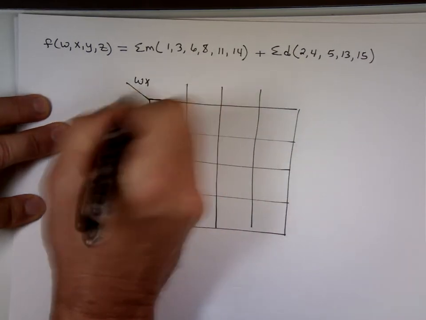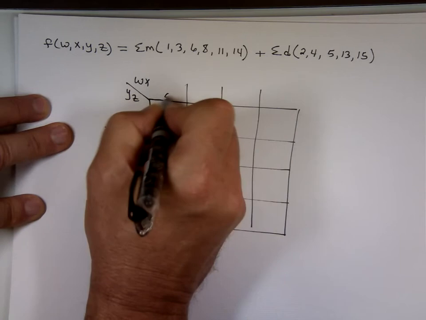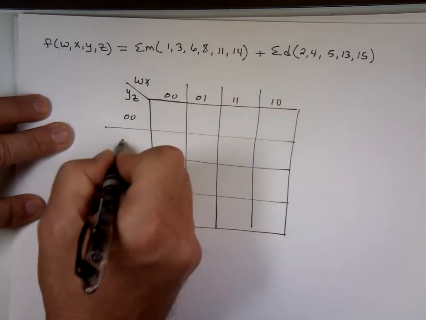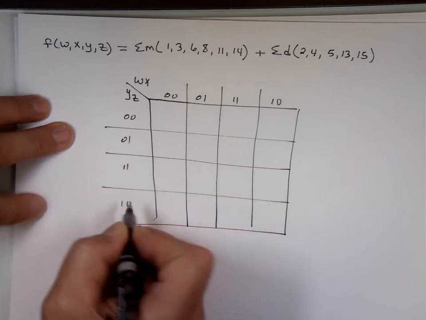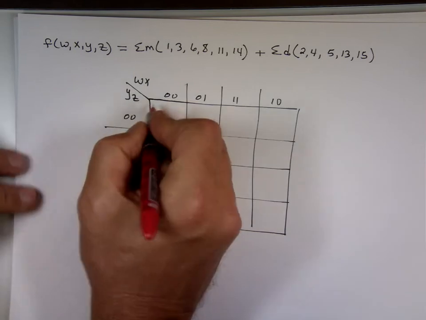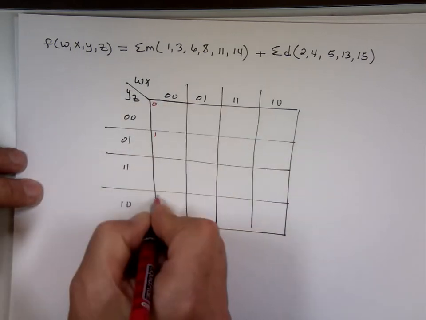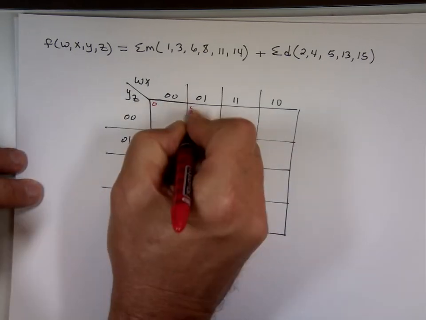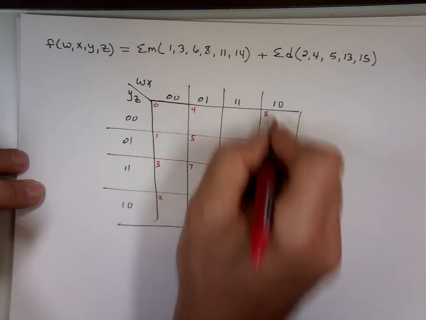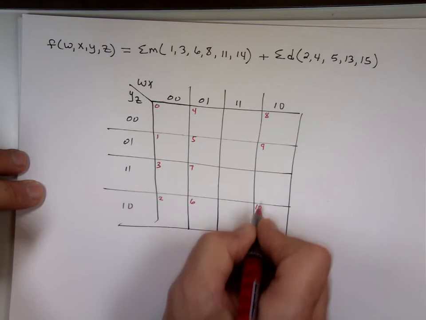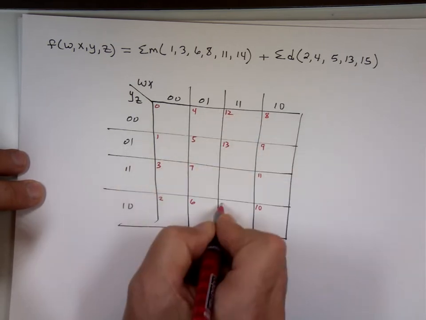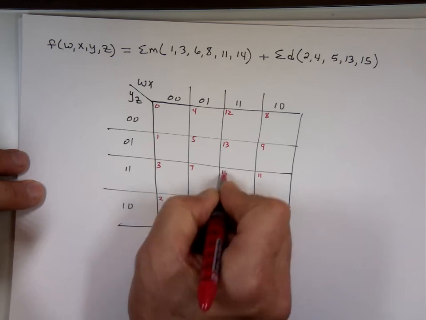W, X, Y, and Z. Again, let's number them: 0, 1, 2, 3, 4, 5, 6, 7, 8, 9, 10, 11, 12, 13, 14, and 15.